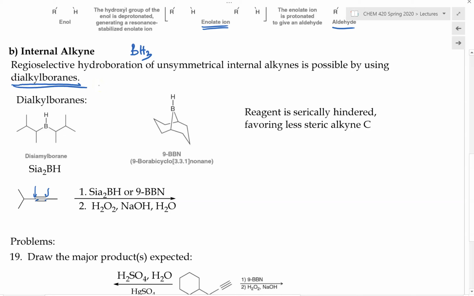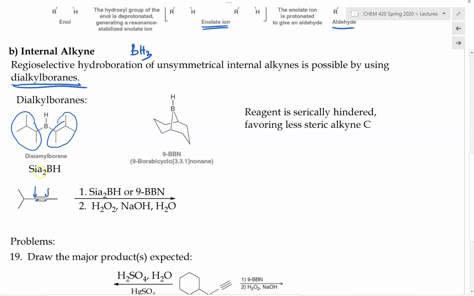Dialkyl boranes are basically the types of boron reagent that now do not have 3 hydrogens on them, but only 1 hydrogen, and the other 2 groups are alkyl groups. A lot of times the alkyl groups are big groups to make them bulky, because the more bulky the reagent is, the more selectivity they will provide.